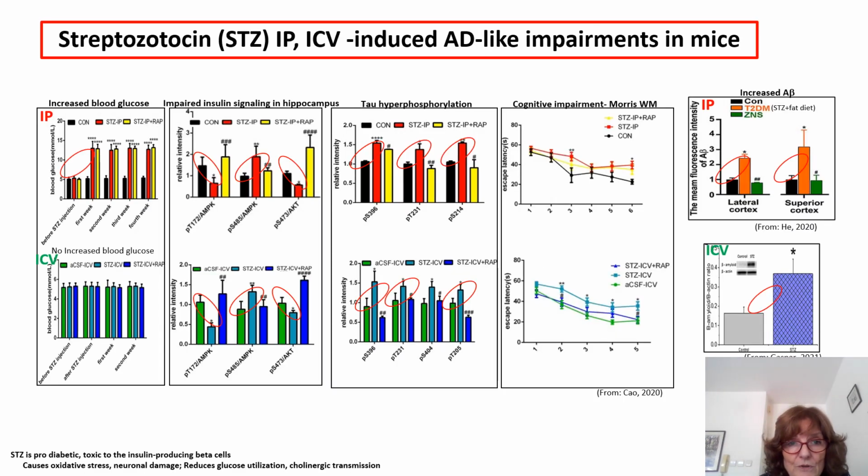Another model in use is streptozotocin, related to diabetes. We know diabetes is a risk factor for Alzheimer's, and it is a pro-diabetic toxin that causes oxidative stress and neuronal damage. If it's injected either IP or ICV, it can cause tau phosphorylation, impaired insulin signaling, cognitive impairment, and also increased amyloid beta in both modes of delivery. While in IP injection you get higher blood glucose, it's not the case when you inject ICV, so it affects only the brain, some kind of brain diabetes. This is another model that depends on the question that we ask, because the etiology is specific, and that's relevant for developing drugs.